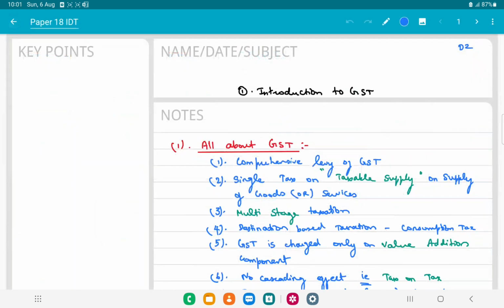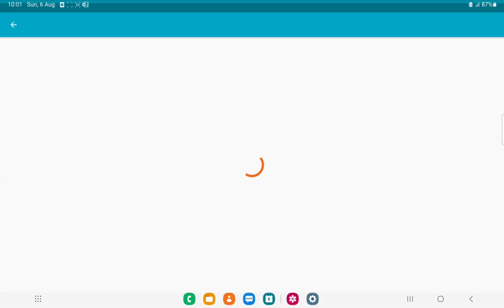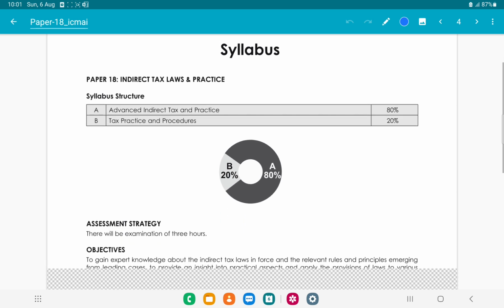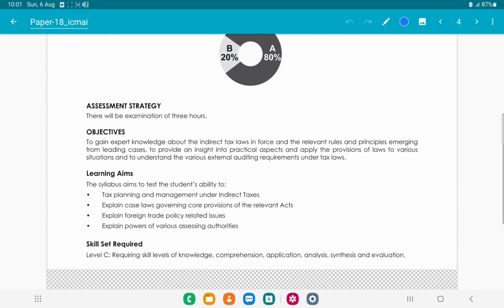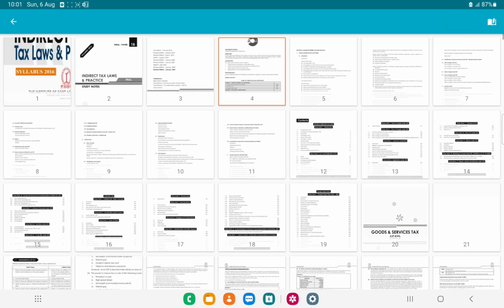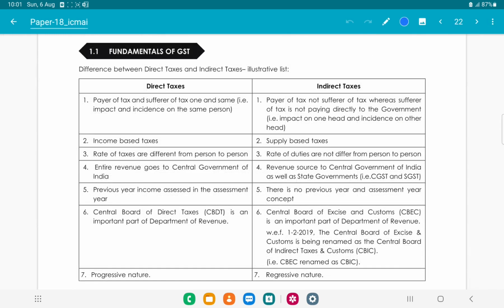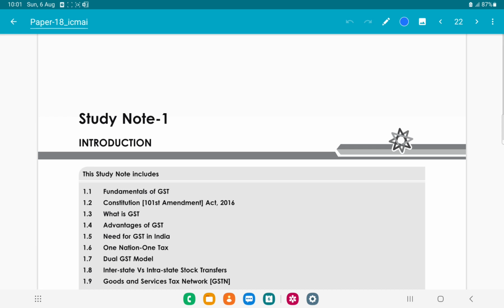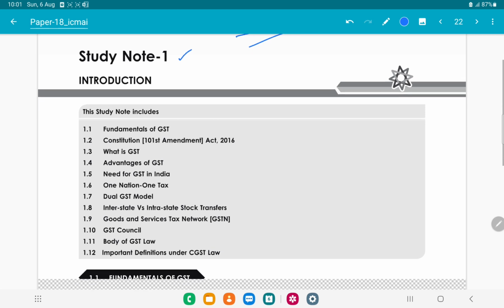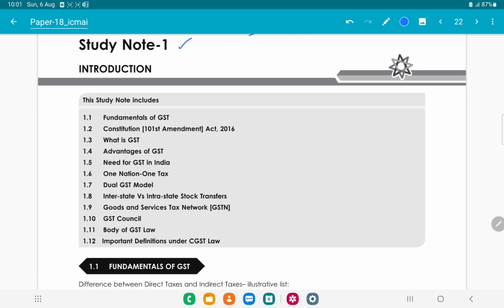Along with that, I have kept my study material open, that is the indirect tax paper study material of the institute. Coverage will also start with study note number 1 today. We will try to cover 4 to 5 topics or pages, as is comfortable for us based on time.